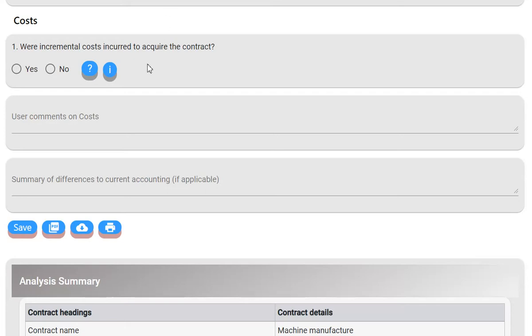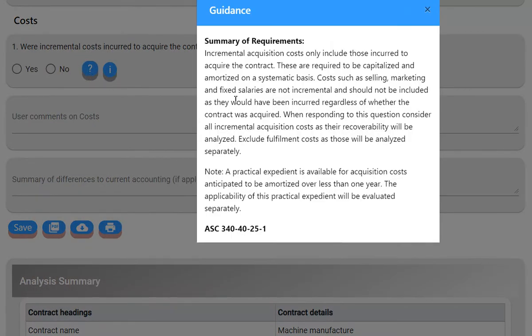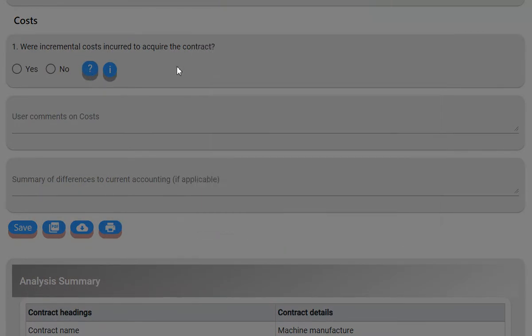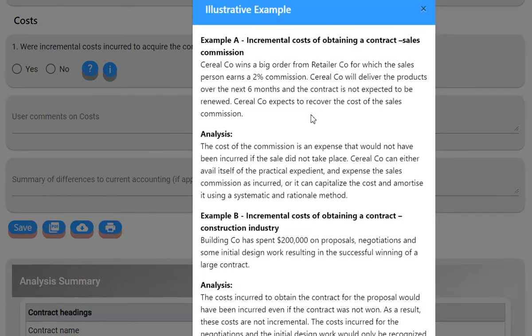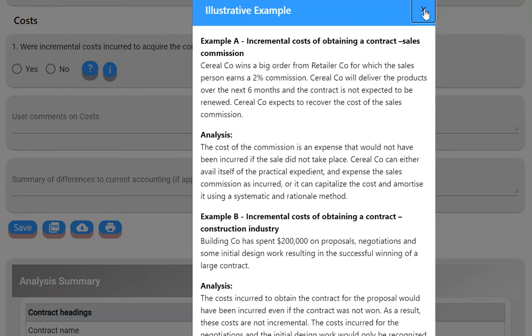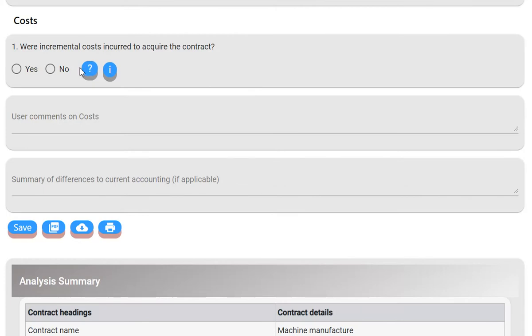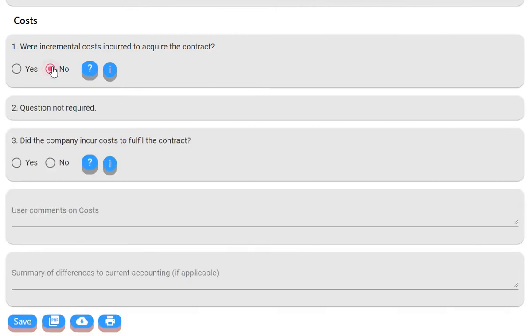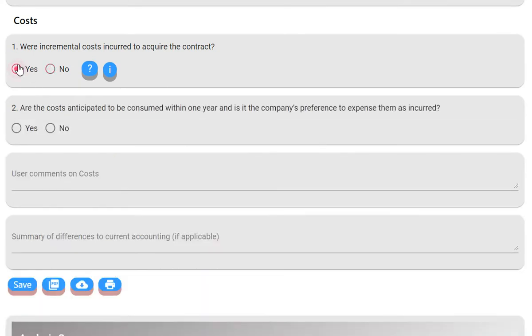As with all of these videos, we've highlighted the fact that you can select the question mark there and it will give you a summary of what the requirement is, or select the I and it will give you some examples to help you understand and implement the requirements. If you answer no to this first question, saying there were not incremental costs, there is a question that will be skipped here and you'll move to the next aspect of costs, which discusses fulfillment costs. But let's say yes, there were incremental costs that were incurred to acquire the contract.